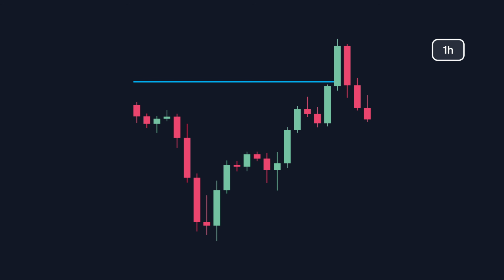So let's now zoom into this latest daily candle to get a better understanding of what happened on the 1-hour time frame. And straight away, this lower time frame gives us a much clearer idea of how the market reacted to this level, with the move that attacked the daily level having a very strong impulsive rejection.